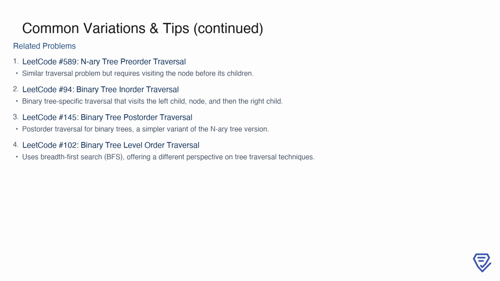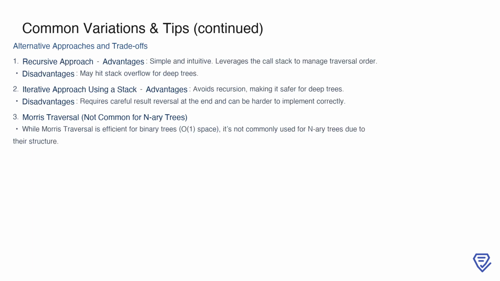Lastly, LeetCode number 102 explores binary tree level order traversal, which uses breadth-first search instead of depth-first search. This problem provides a contrasting perspective on tree traversal techniques and can help you see how different methods apply to various scenarios. There are several approaches to solving N-ary tree postorder traversal, each with its own trade-offs.